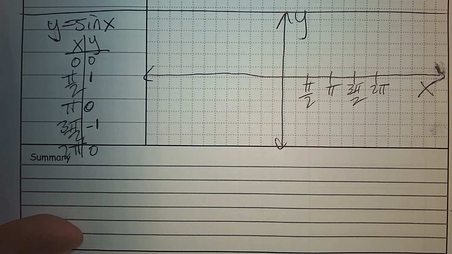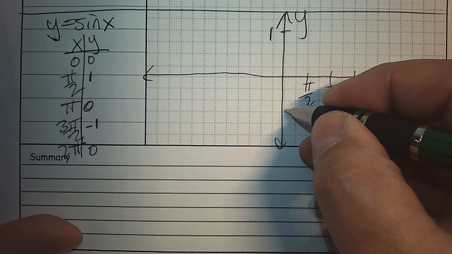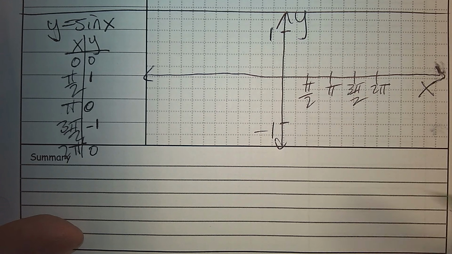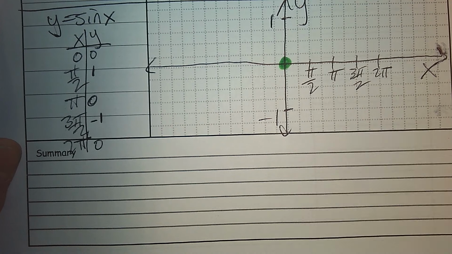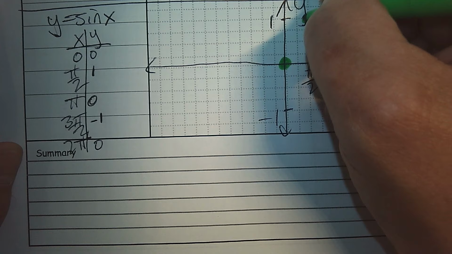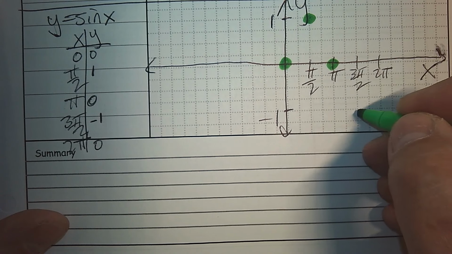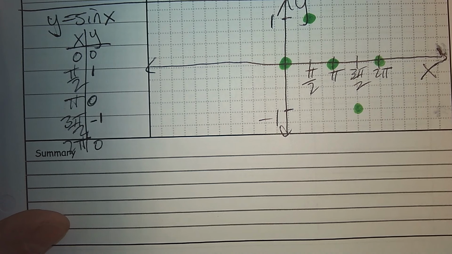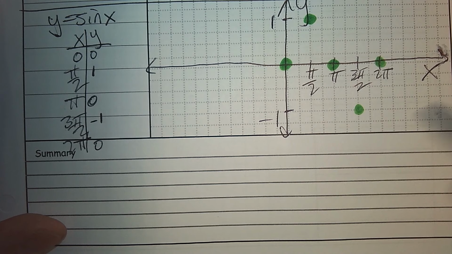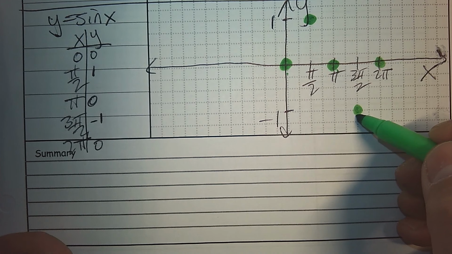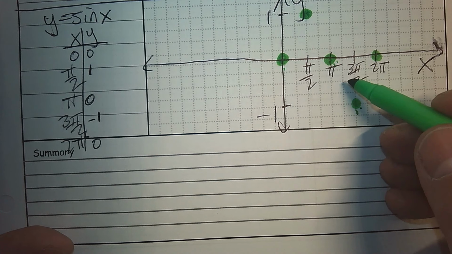So, this one starts at 0, 0. Then at pi over 2, it goes up to 1. At pi, back to 0. At 3 pi over 2, it goes down to -1, and then back to 0. This pattern is middle, top, middle, bottom. Middle, top, middle, bottom.